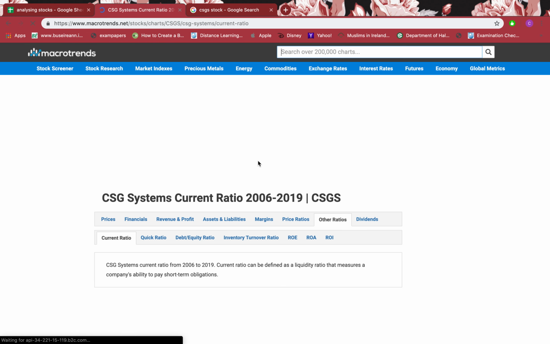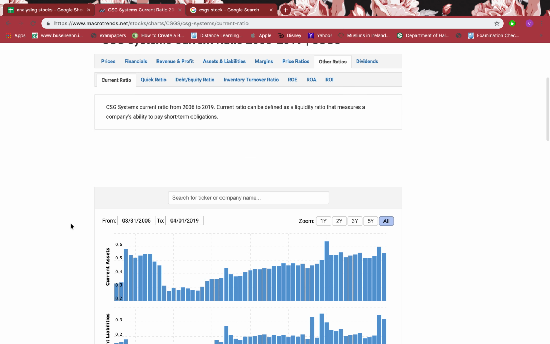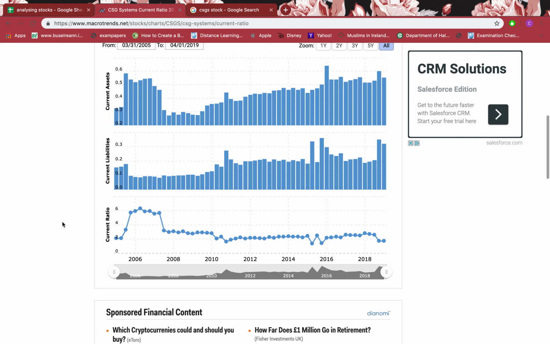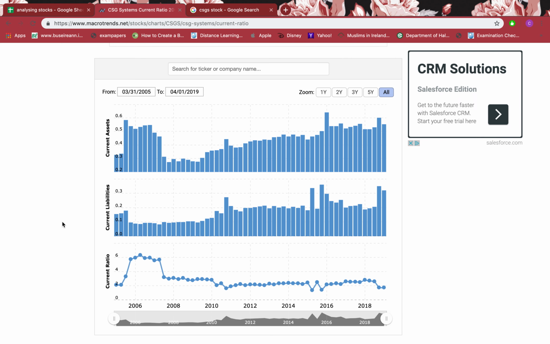Then I click on other ratios and click on current ratio. If the current ratio is less than 1, that means the stock is very risky to invest in because there are more liabilities than assets. So it's very risky if it's less than 1. If it's 1, it's still risky because assets equal liabilities, so there's no margin of safety. If you want to invest in a non-risky stock, which is very secure and gives you a margin of safety, then you must look for a ratio of 1.5 or above.